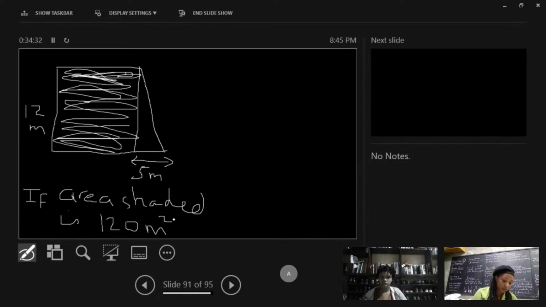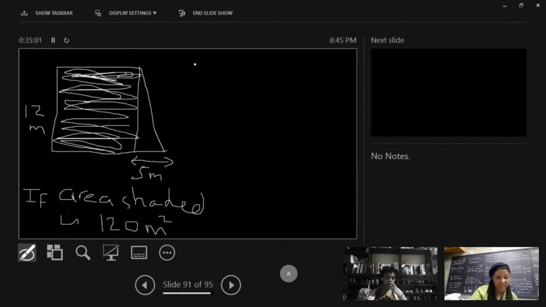They want the area of the triangle. The area of the triangle would be half base times height, and the base is 5, and the height is 12. Since 12 on this side is the height for the figure on that side, it would also be the height for the triangle.